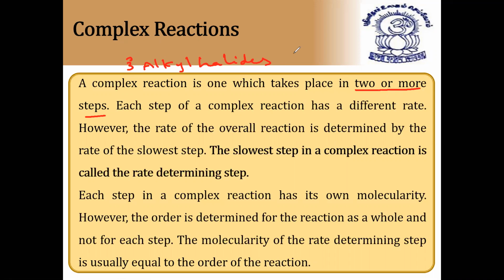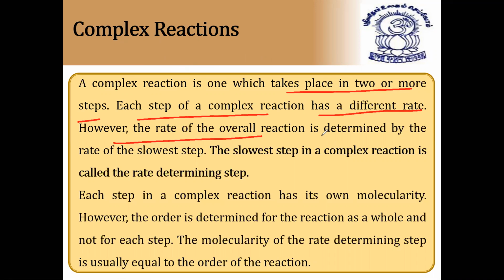So not only this, so many reactions are there. A complex reaction takes place in two or more steps. Each step of a complex reaction has a different rate. However, the rate of the overall reaction is determined by the rate of the slowest step. So the slowest step in a complex reaction is always called the rate determining step.